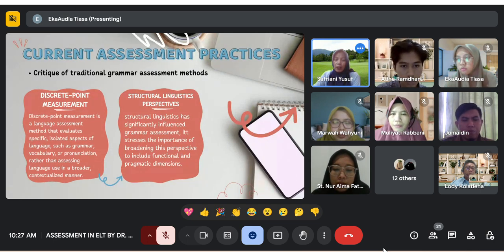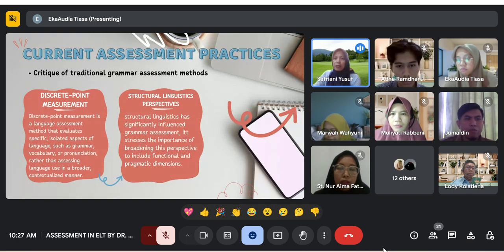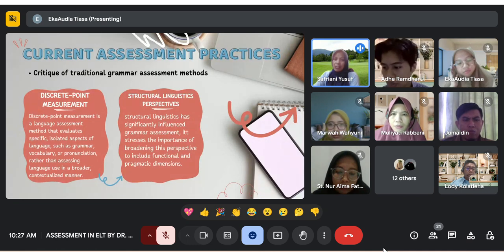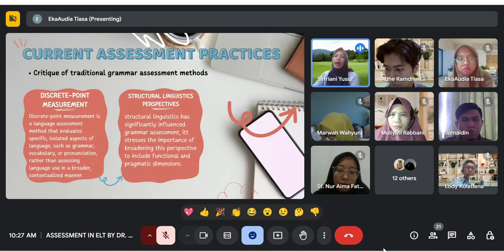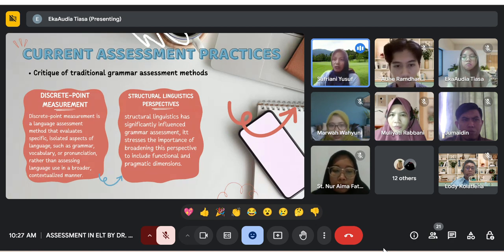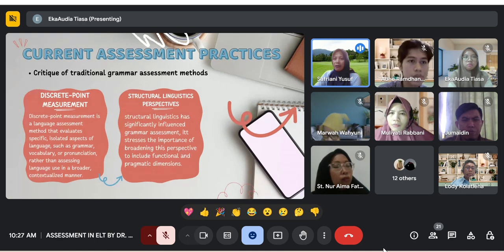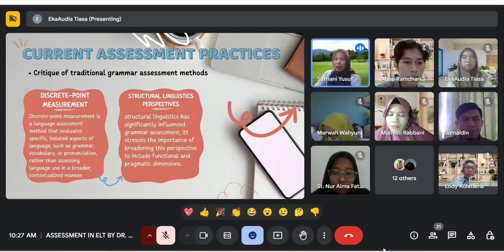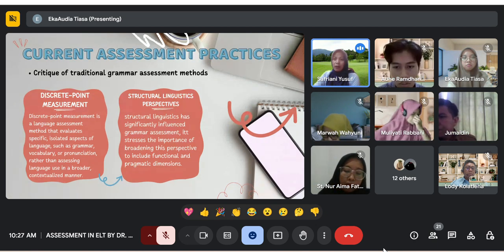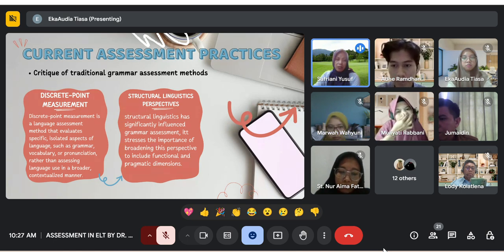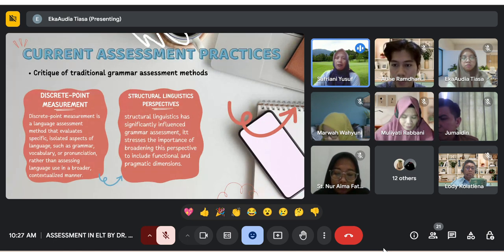So, the discrete point measurement language assessment method evaluates specific isolated aspects of language, such as grammar, vocabulary, or pronunciation, rather than assessing language use in a broader or contextual manner. This shifts into a structural linguistics perspective. The linguists significantly influence grammar assessments. It stresses the importance of broadening this perspective to include functional and pragmatic dimensions. Next slide, please.